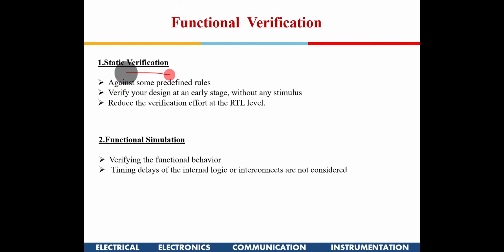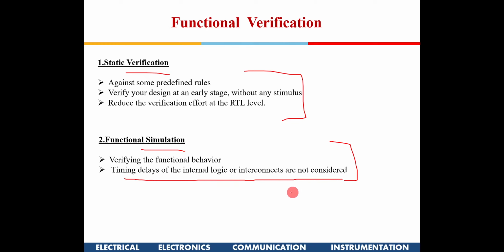Then you could do a static verification or a similar functional verification. Static verification is against some predefined rules, like whether a particular node has to be at VDD or ground, very basic checks, followed by functional verification. Even in functional simulation, during the initial verification process, time delays of interconnects and so on are not considered. This will be done during static timing analysis, which is done post routing.